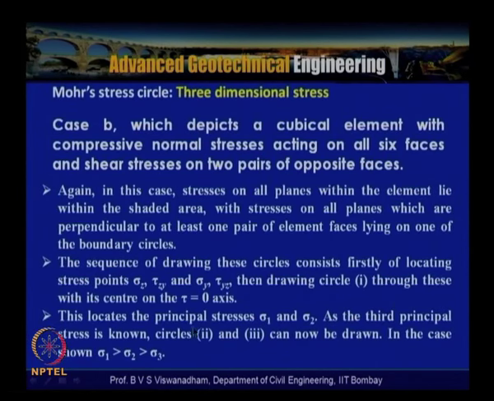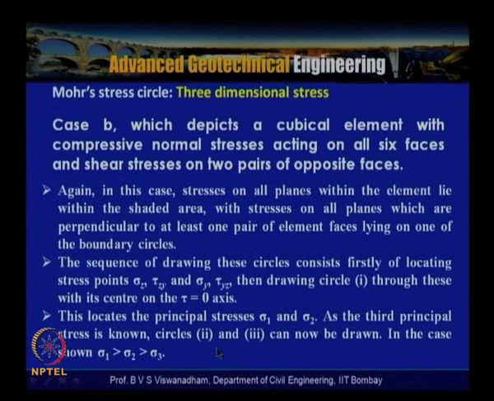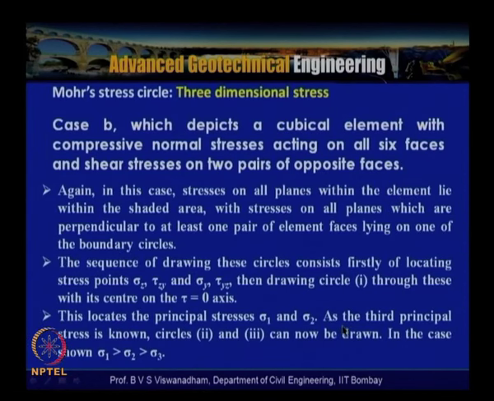The second step locates the principal stresses sigma 1, sigma 2. Once we draw circle 1, we have the opportunity to identify sigma 1 and sigma 2. Then as the third principal stress is known now, circles 2 and 3 can be drawn, and finally the third circle, with the intermediate principal stress sigma 2, can be drawn. So this locates the principal stresses sigma 1 and sigma 2, and as the third principal stress is known, circles 2 and 3 are drawn subsequently.